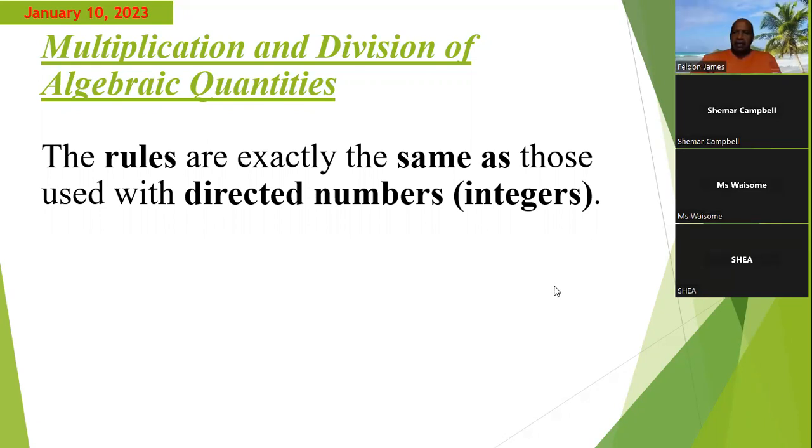No, sir. All right. So what kind of rules do we use when we are dealing with directed numbers? Remember, directed numbers are the same as integers. And when we talk about integers, what kind of numbers are we talking about? Ms. Wilson?